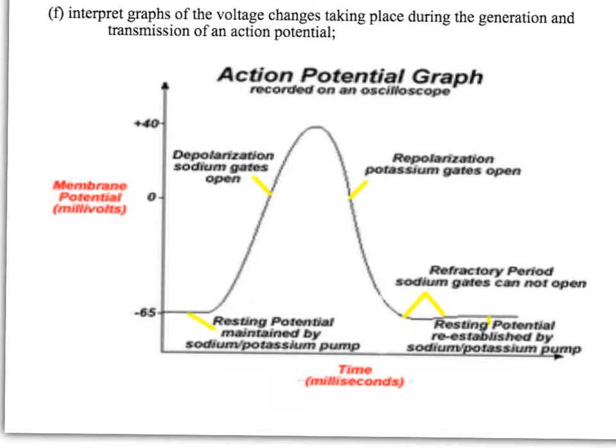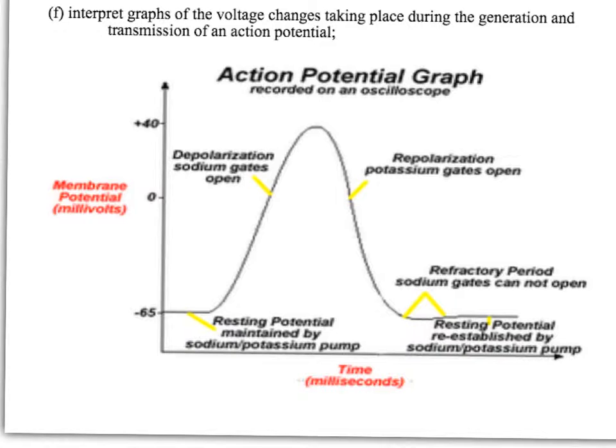This slide reiterates some of the things I've already mentioned. The slide requires you to interpret graphs of voltage changes taking place during the generation and transmission of action potential. Okay, so let's deal with the generation of action potential first of all. I've shown you one of these graphs already. So this is what a graph of action potential looks like. We've got a membrane potential with respect to time here at a particular point on an axon membrane.